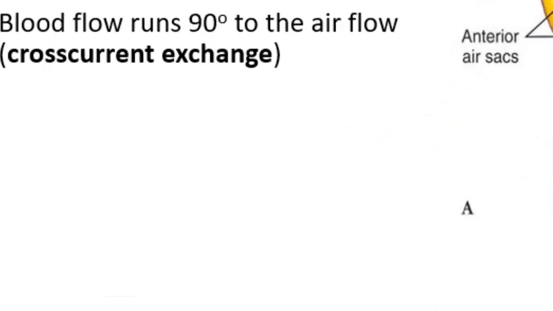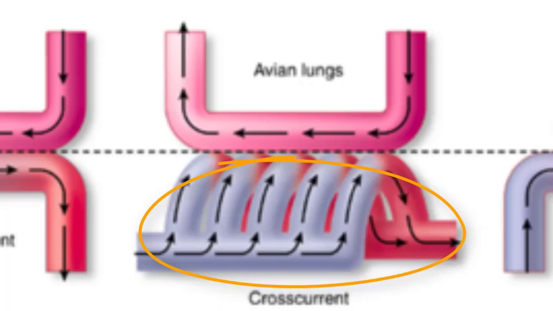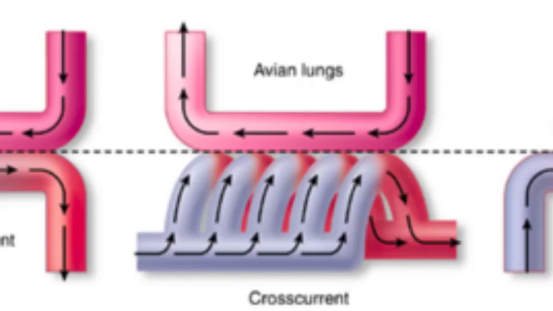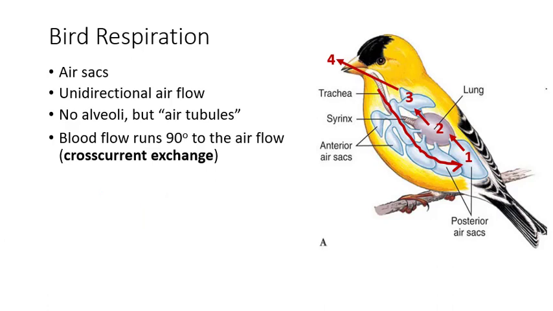As the air in the lungs moves from the back to the front through these tiny tubes, capillaries run across them at a 90-degree angle. This is called cross-current exchange. The blood is going across the air current. In the mammalian lungs, there's no current at all. So this cross-current exchange is much more efficient than the alveoli system. And that's important because flight is a very high metabolic activity. So birds need tons of oxygen.